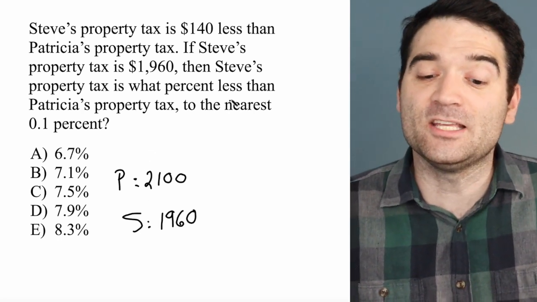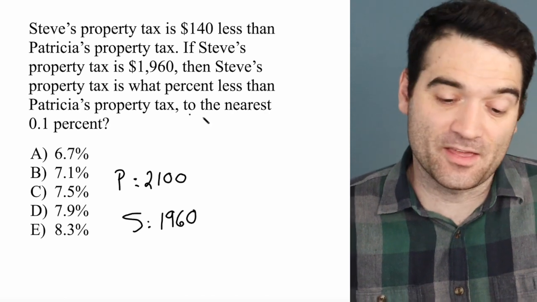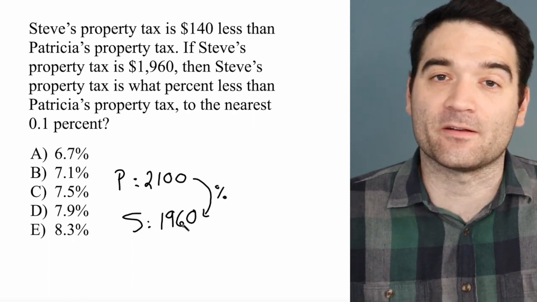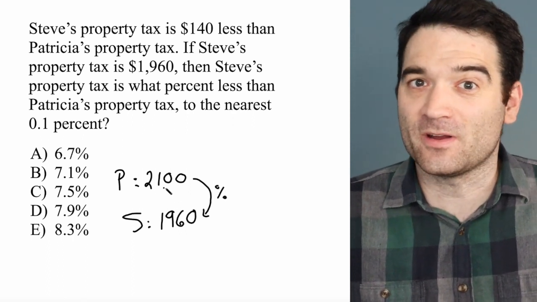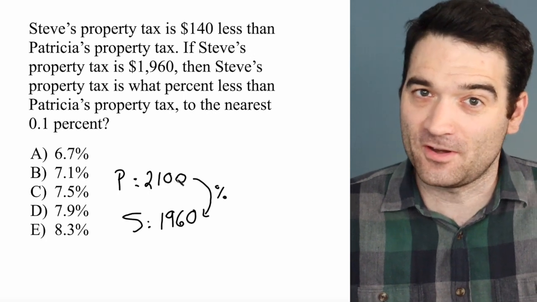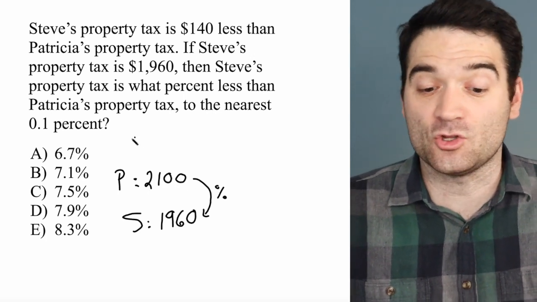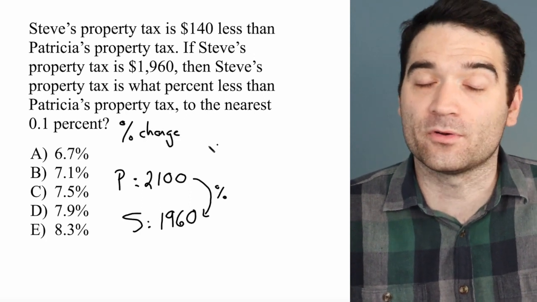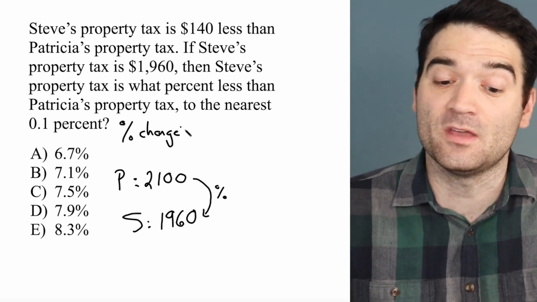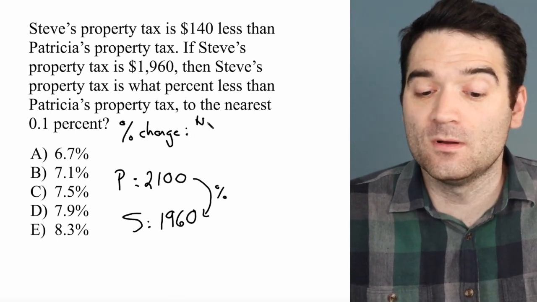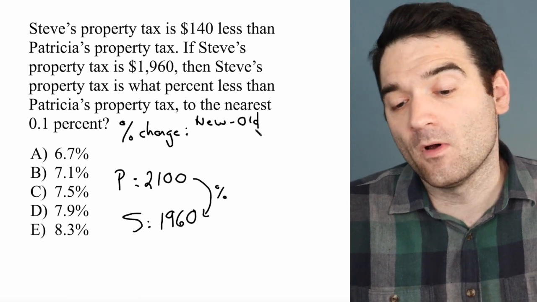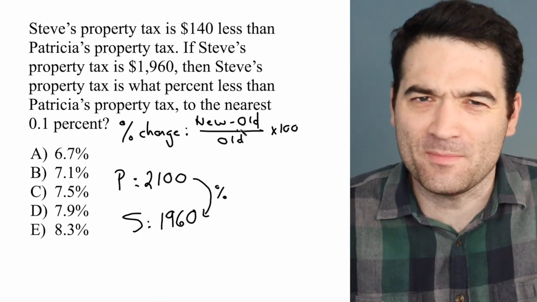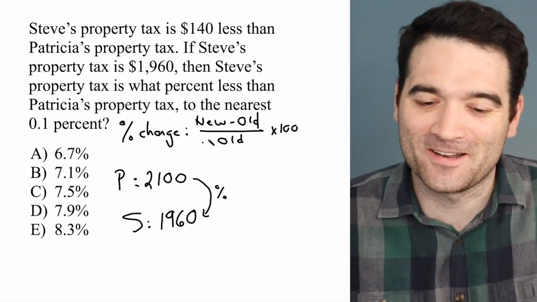All right, now for the real question. Steve's property tax is what percent less than Patricia's property tax? So by what percent did we go down here? Well, percents on the GRE is a very, very important topic to know. So let's quickly review our percent change formula. The percent change from one number to another, in this case from Patricia to Steve, is going to be new minus old over old times 100. You might say, what do you mean by new and old? I'll explain that in just a second here.